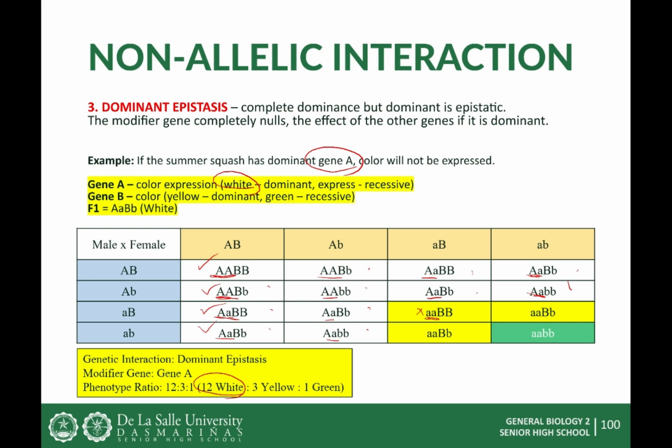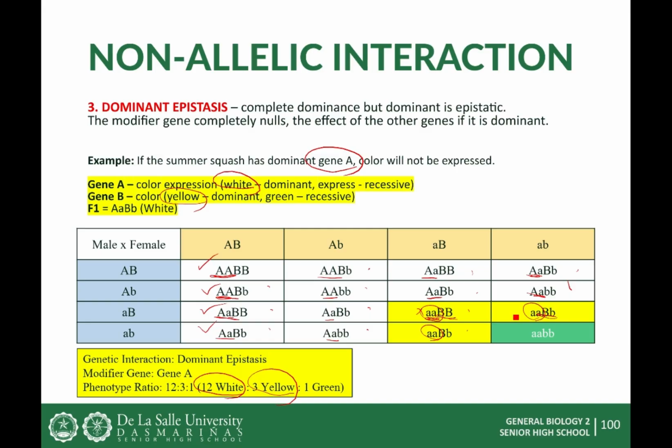Now, how about the remaining genotype? What will be the phenotype that it will express? So, now, if the gene A is recessive, automatic, and the gene B is dominant, this will give us a phenotype of yellow. Right? And then we have recessive A here and recessive A, which will give us also a dominant color na yellow. So, when we count this, 1, 2, 3, this will give us 3 yellow.